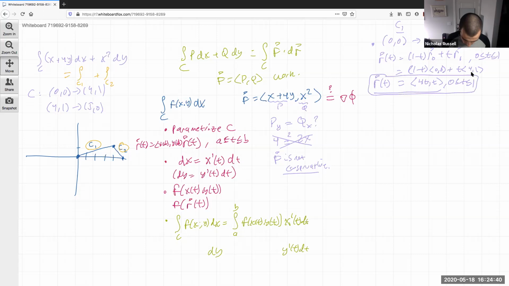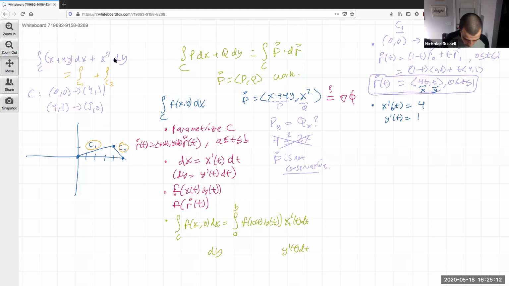Okay. So now that's my parameterization. That's the first step. Second step here, I note that I'm going to have to compute x prime of t and y prime of t to exchange this for time. Right? I want to evaluate this with respect to time, and to be able to do that, I need to compute x prime of t and y prime of t. This is x, and this is y. So x prime of t is equal to just 4, and y prime of t is just equal to 1. Also pretty nice, not too bad.